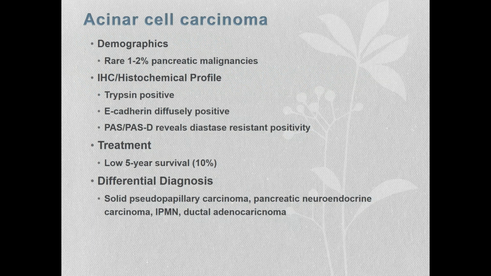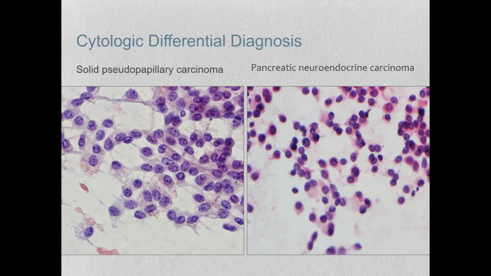So acinar cell carcinoma is quite rare, only 1 to 2% of pancreatic malignancies. It has a low 5-year survival, only about 10%. And some of the differentials will include solid pseudopapillary carcinoma, and you can see it looks quite similar in this case of solid pseudopapillary carcinoma that we had, as well as the pancreatic neuroendocrine carcinoma could also be in the differential.